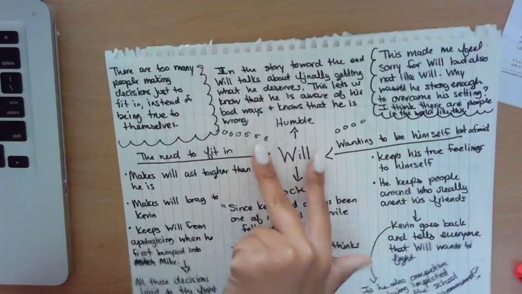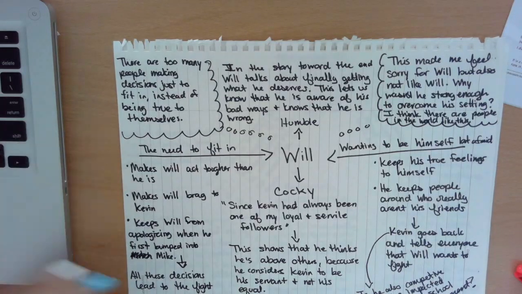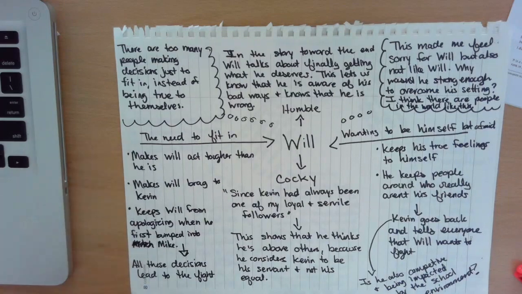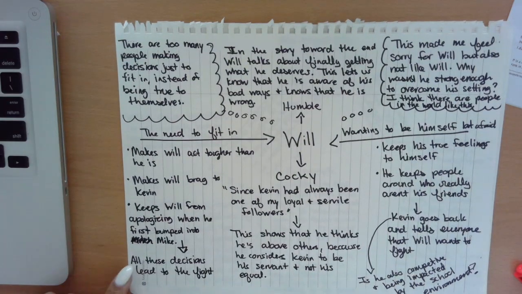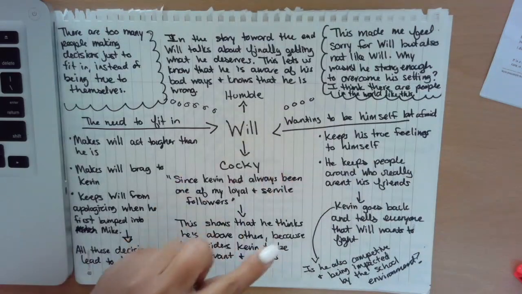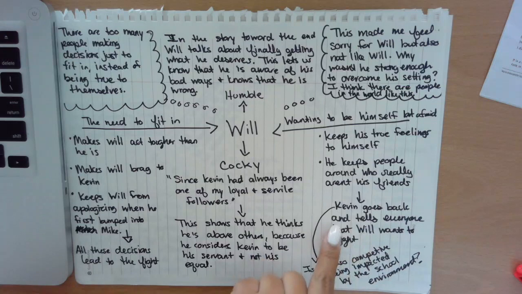Pressures affecting him. The need to fit in, wanting to be himself, but afraid. Makes Will act tougher than he is. Makes Will brag to Kevin. Keeps Will from apologizing when he first bumped into Mike. All these decisions led to the fight. Keeps his true feelings to himself. He keeps people around who really aren't his friends. Kevin goes back and tells everyone that Will wants to fight.